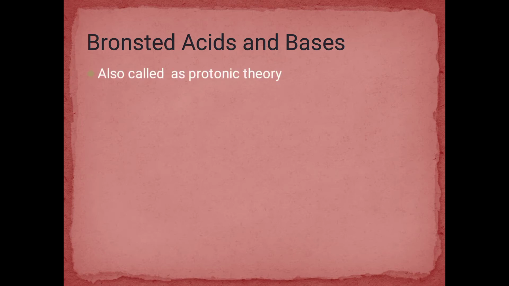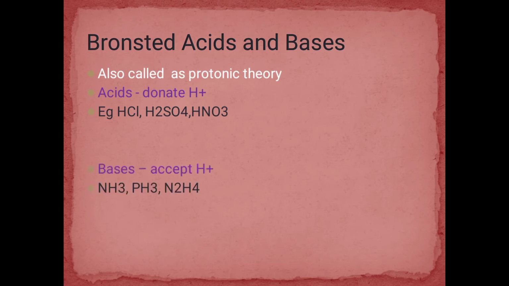Next we have Bronsted acids and bases. They are called the protonic theory. Here the acids donate an H+ ion. That means the acids donate a proton. Like if you have HCl, H2SO4, HNO3, they all give away a proton. Whereas bases accept a proton. Like ammonia will accept a proton and become NH4+.